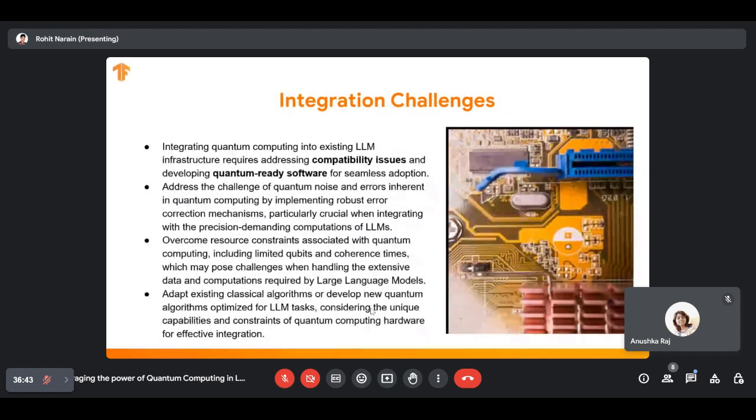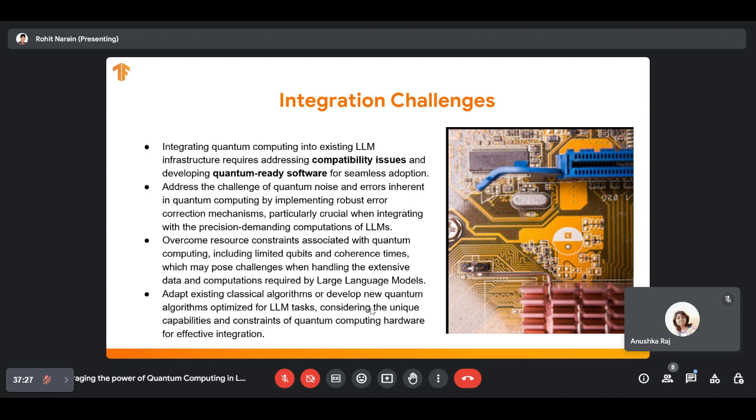Okay, so now it comes with some integration challenges as well. Currently we have talked about all those concepts and things, but it seems very easy. But in reality, these actually create some challenges, because when we try to integrate quantum computing principles with existing LLMs, it will require addressing compatibility issues, because the current models usually use bit concepts like zeros or ones. So we need to first change all those concepts and feed the qubit concepts inside their architecture, so it can create some compatibility issues.